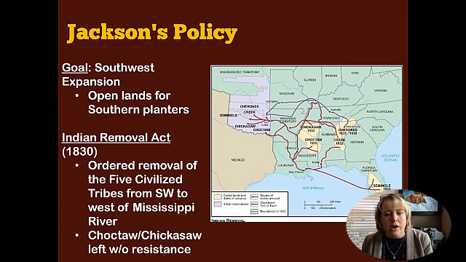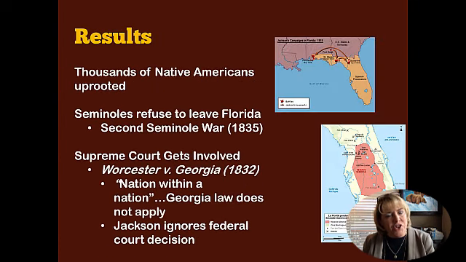Now, the Choctaw and the Chickasaw are actually going to leave without any resistance. But the Cherokee and the Seminole, they're going to have another idea. The Seminole are going to resist physically. And that's going to lead to the Second Seminole War, which occurred in 1835.